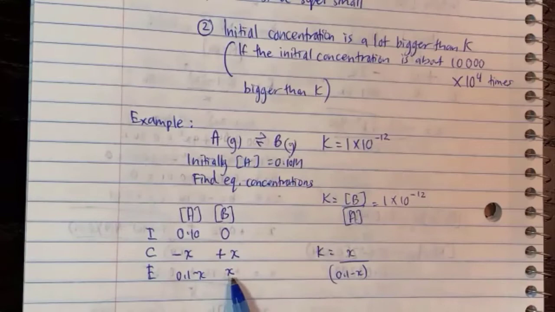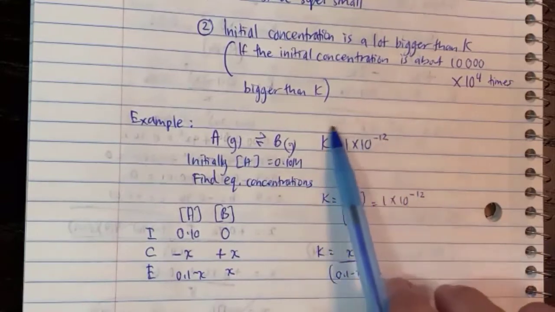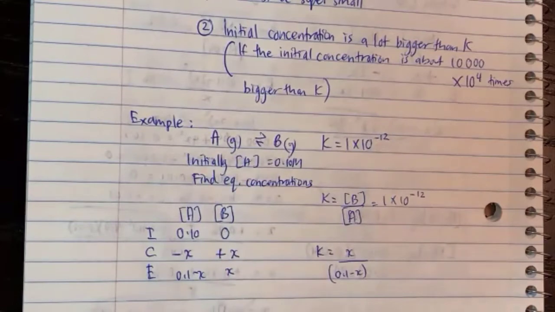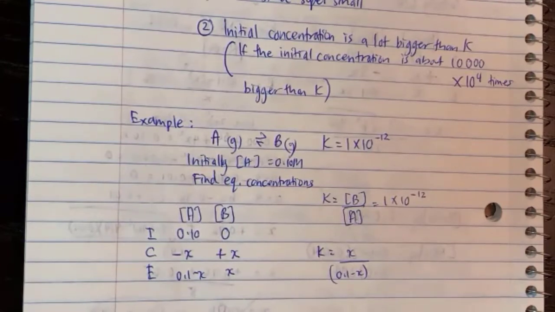To be your x. So x is really, really, really small compared to 0.1 now. Agree? Because the K is so small, A is highly favored. So in the end, this x is very, very small compared to 0.1. How small? Maybe it's like 0.0000001 or something like that. So 0.1 minus 0.000000009, what's the answer? When you round it up, it's still 0.1 because it's so small.